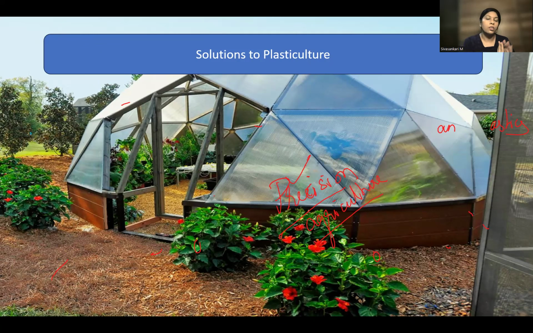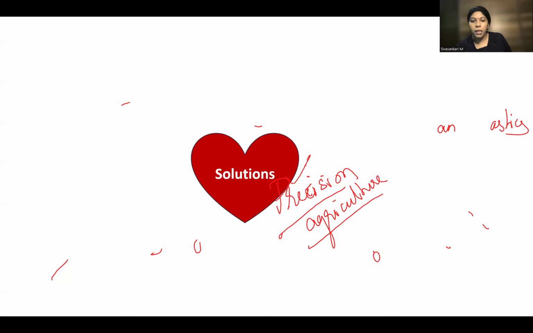At least try to stop it, because it's a single-use plastic. Only around 30 microns thickness it is. One time you're using it, rolling it, burning it. So I think it is better we go for straw mulching or paper mulching. But the cost compared to plastic mulching is high. It's high, but then it is good for the environment. Or you can go for multi-cropping.